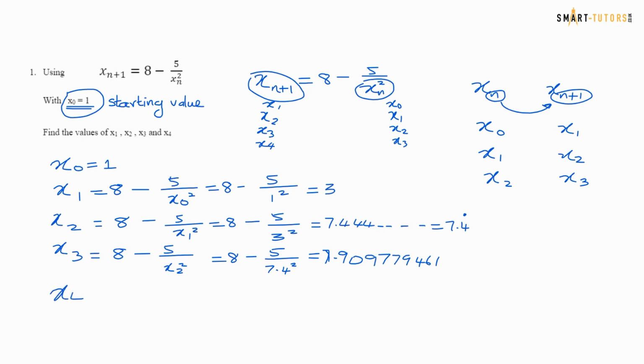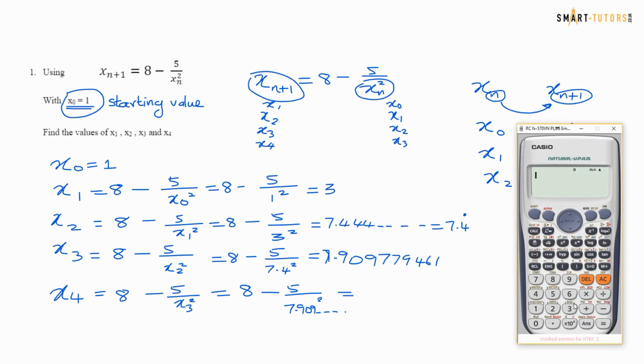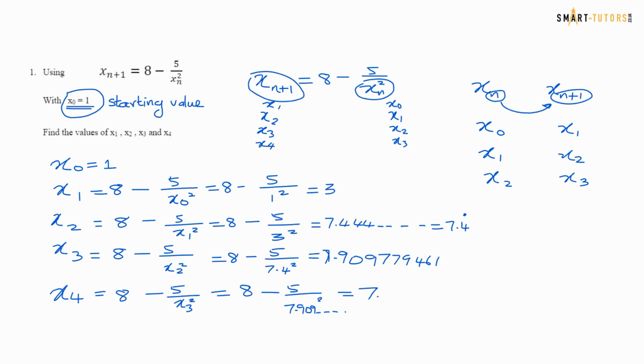Then the final answer, x4, is going to be 8 minus 5 over x3 squared, which is 8 minus 5 over 7.909 squared. We use the calculator: 8 minus 5 over Ans squared. Oh no, I'm not going to use the 7, I'm going to use Ans squared. The answer is 7.9200826617. So those are the 4 values for the answer.